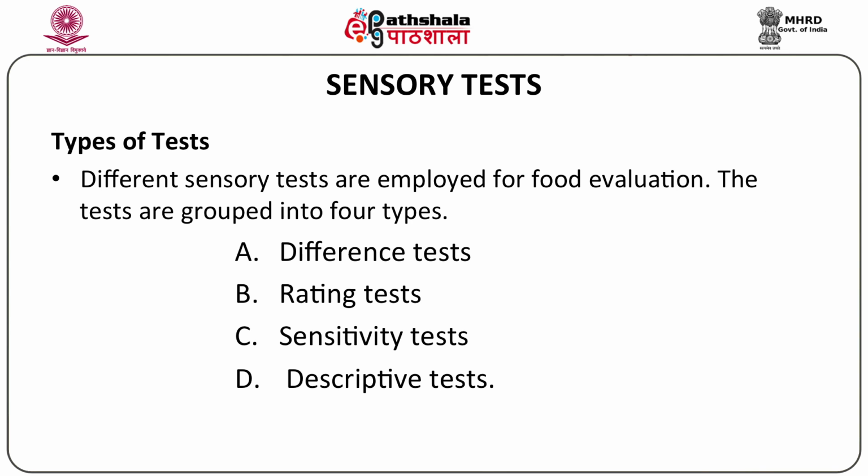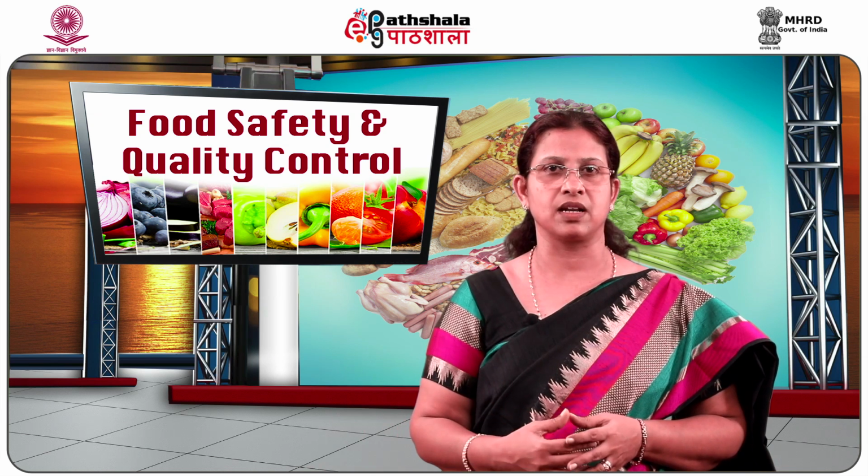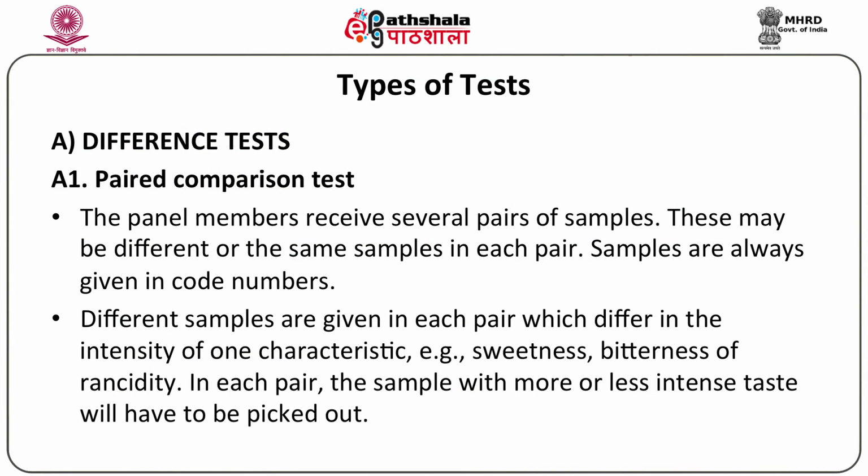What are the basic different tests which we can use for food evaluation? They are grouped into 4 categories: difference tests, rating tests, sensitivity tests, and descriptive tests. Let us see each of these in detail. Under difference tests, you have the paired comparison test, where a panel member receives several pairs of samples. These may be different or the same samples in each pair, and the samples are always given in code numbers. Different samples are given in each pair which differ in the intensity of one characteristic, for example, sweetness, bitterness or rancidity. In each pair, the sample with more or less intense taste will have to be picked out.